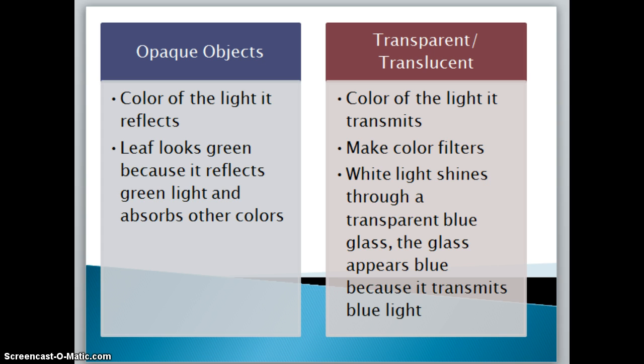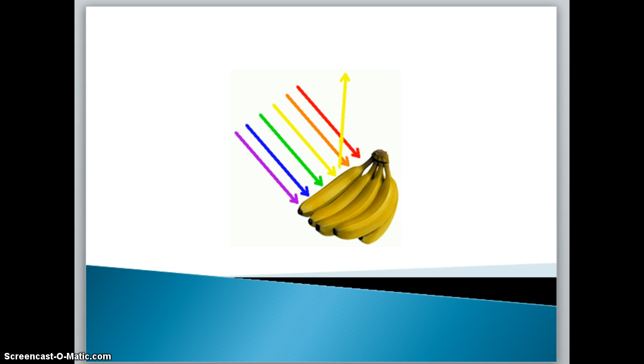So if it's red, that'll be the color of light that's being transmitted. So what you're really creating is a color filter by using those different color paddles. Okay, so bananas look yellow because bananas are absorbing all of the colors except for the color yellow, and it's reflecting yellow back to you.